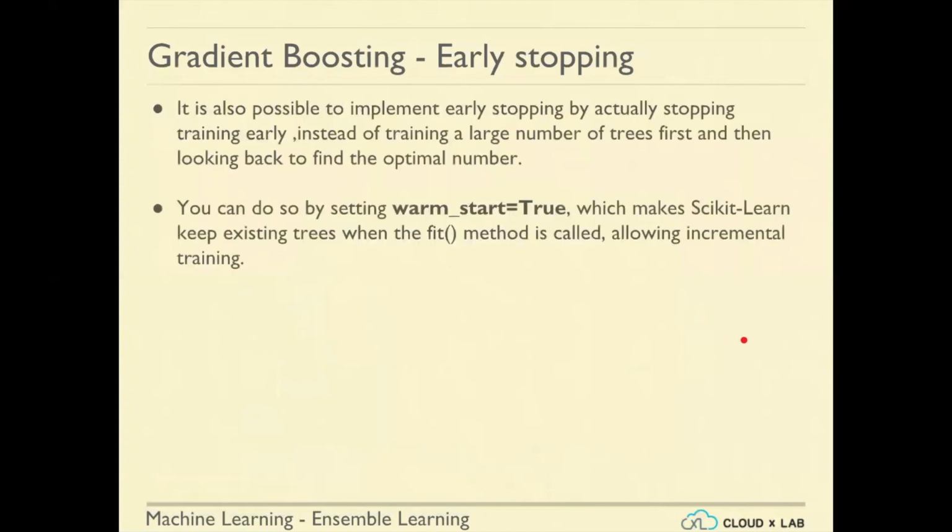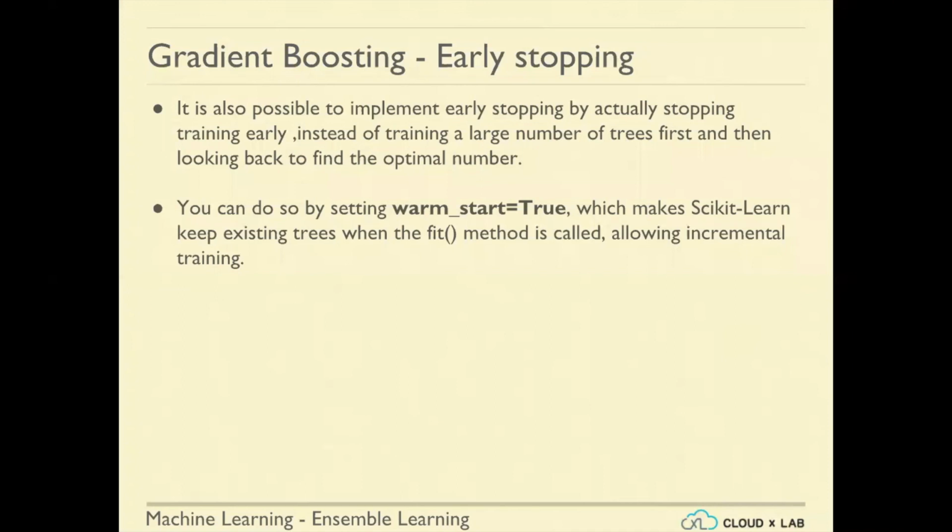Now, it is also possible to implement early stopping by actually stopping training early, instead of training a large number of trees first and then looking back to find the optimal parameter. You can do so by setting warm_start to True, which makes scikit-learn keep existing trees when the fit method is called. It also allows incremental training.